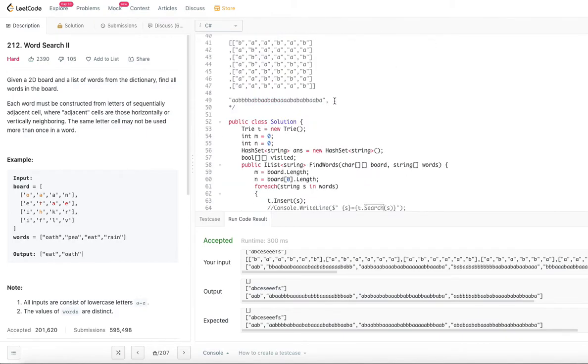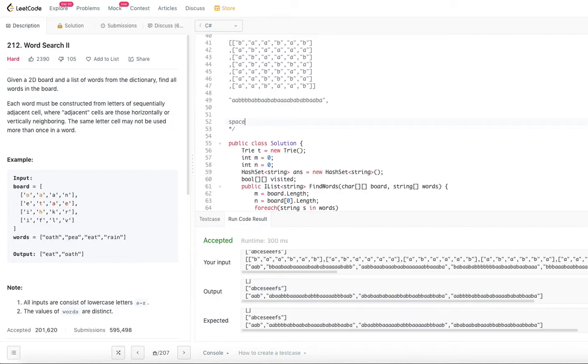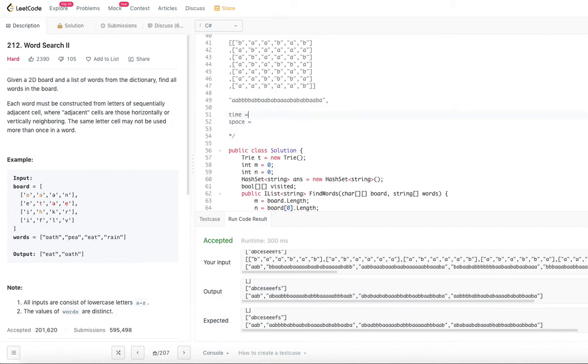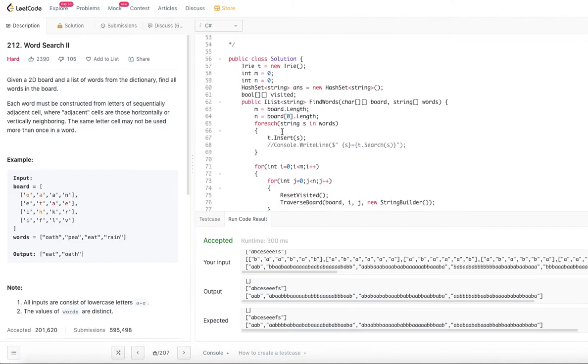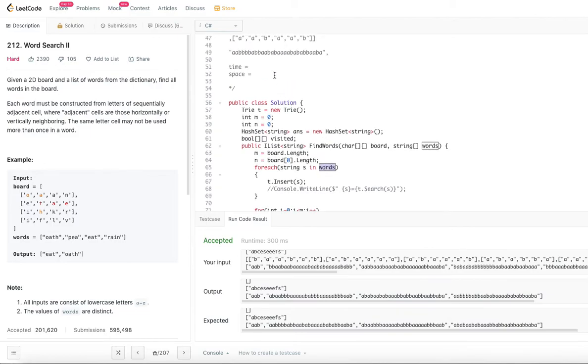Let's go ahead and look at the time and space complexity for this. So how much time will we take? Here we are going through each word and inserting that word into the trie data structure. Since we only know the number of words, let's say there are p number of words. That means this for loop is going to take order of p.